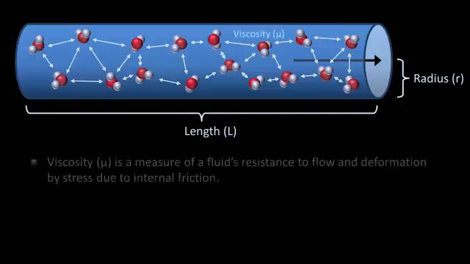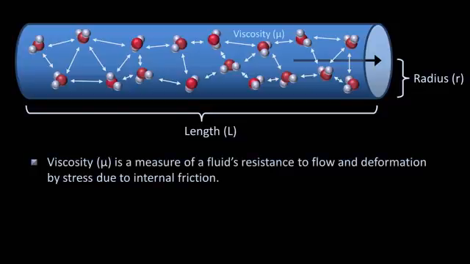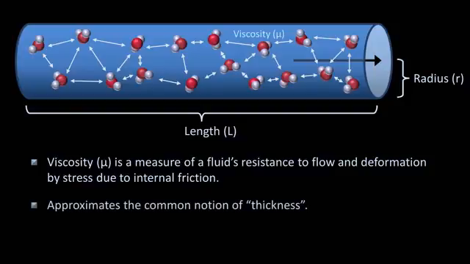Viscosity, which is usually denoted by lowercase mu, is a measure of a fluid's resistance to flow and deformation by stress due to this internal friction. It approximates the common notion of thickness. For example, water seems inherently thin as far as fluids go, and that's the consequence of a relatively low viscosity. While maple syrup, or even more so molasses, is very thick and has a very high viscosity.